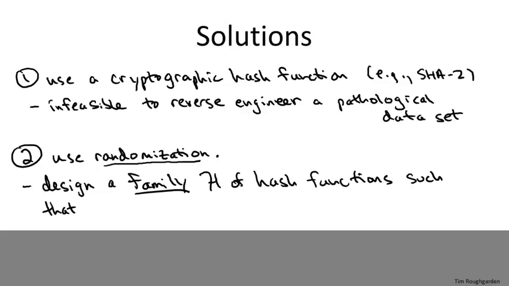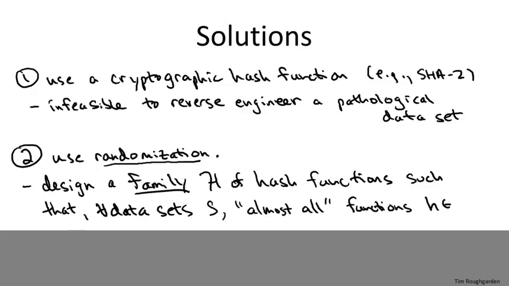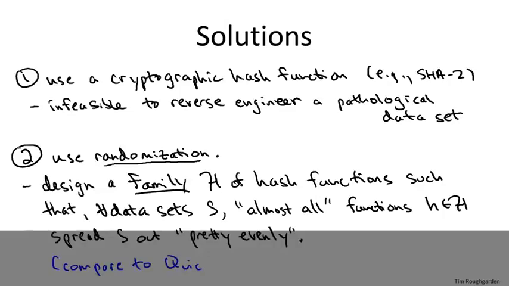What did we prove about quicksort? We proved that for any possible input, for any possible array, the average running time of quicksort was O of n log n, where the average was over the runtime random choices of quicksort. Here we're going to do the same thing. We're going to be able to say that for any data set, on average, with respect to our runtime choice of a hash function, the hash function will perform well in the sense that it will spread out the data of the data set evenly.